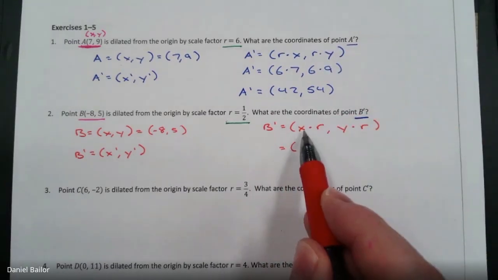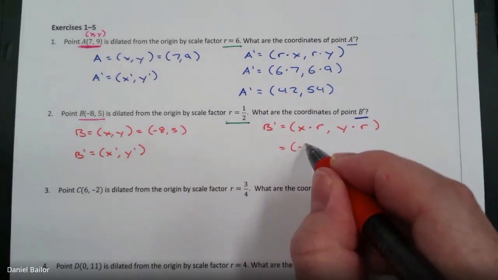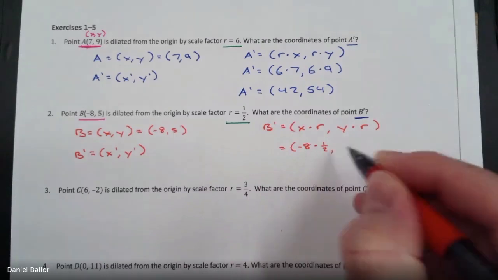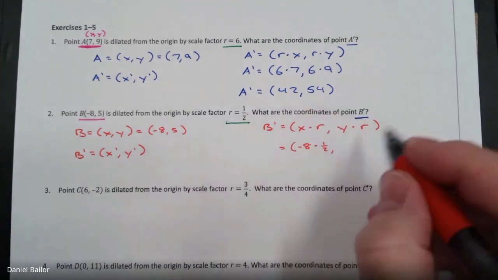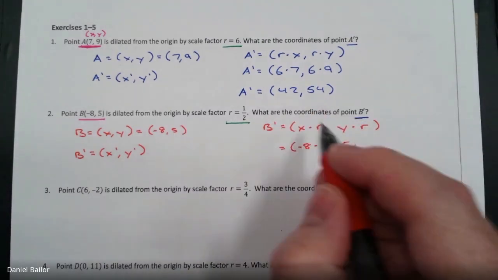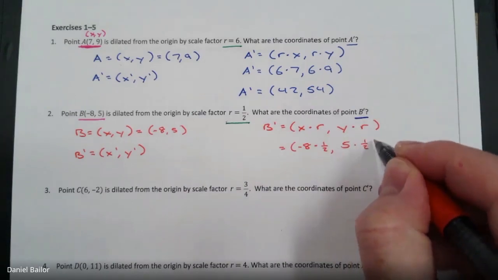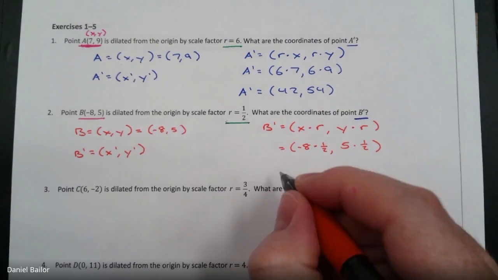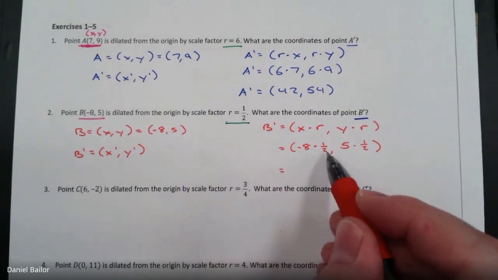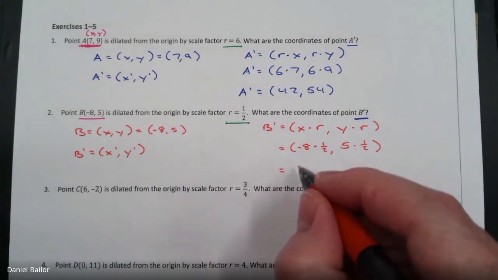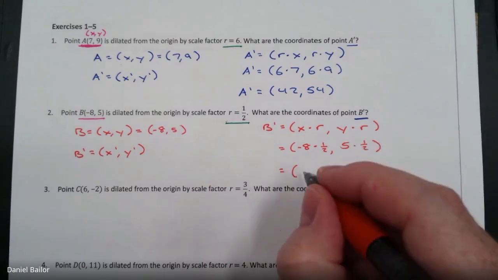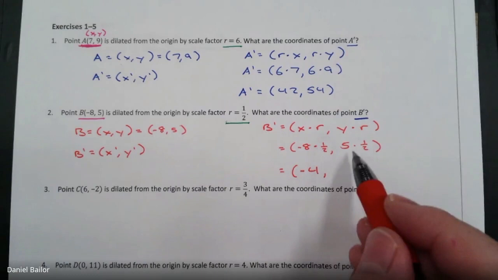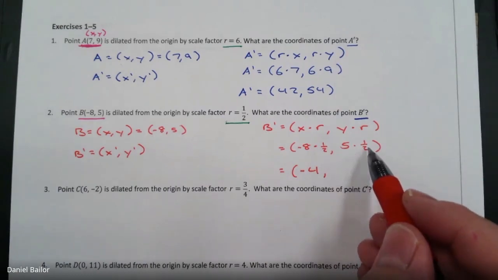The original x was -8. The scale factor is 1/2. The original y was 5. The scale factor is 1/2. And now it's just a multiplication game. -8 times 1/2. What is 1/2 of -8? Half of -8 is -4. And then we have to do 5 times 1/2, so half of 5.